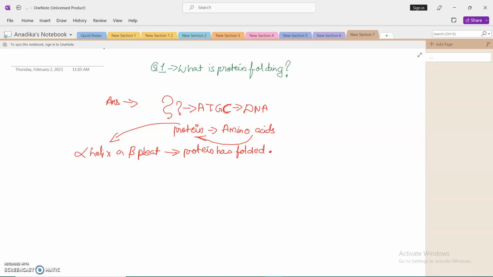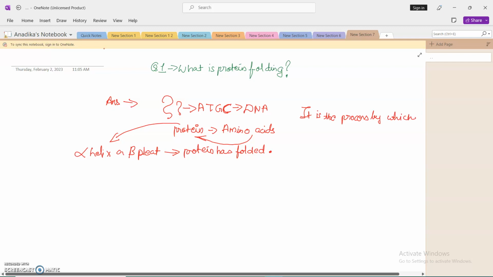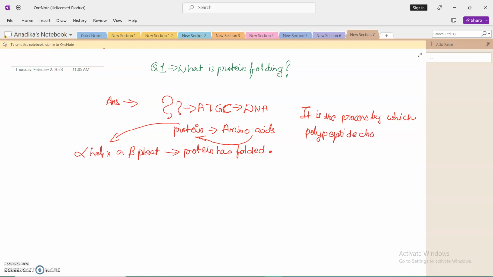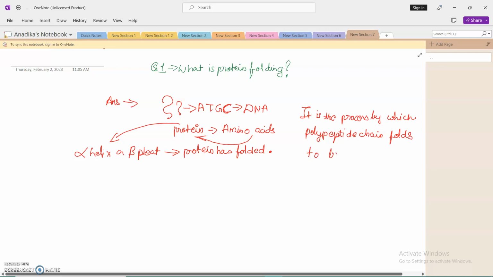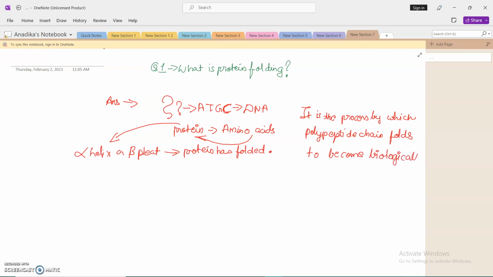So protein folding is a process by which, so here I can write, it is a process by which a polypeptide chain folds to become a biologically active protein in its native 3D structure.